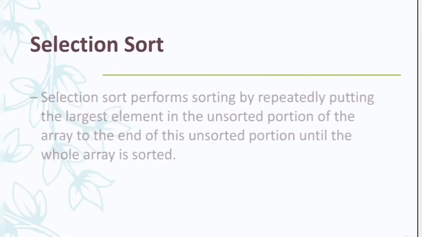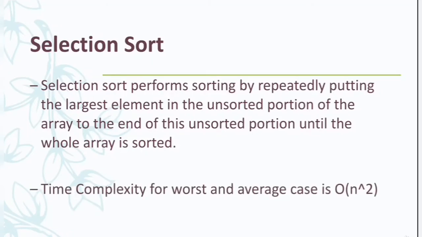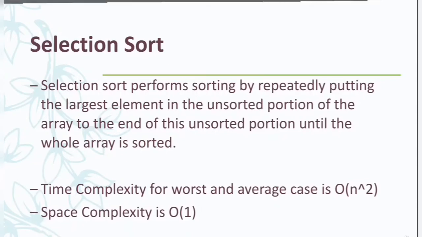Let's move ahead and see the next sort, which is selection sort. Selection sort performs sorting by repeatedly putting the largest element in the unsorted portion of the array to the end of this unsorted portion until the whole array is sorted. Again, the time complexity for worst and average case is big O of n square, whereas the space complexity is big O of 1. So let's see how selection sort exactly works.